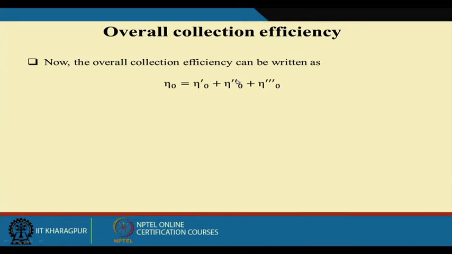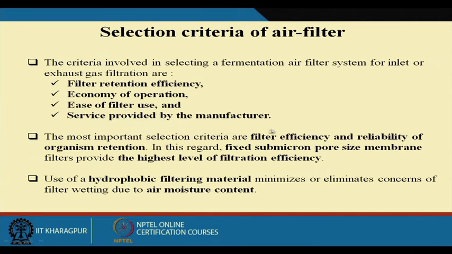Now, since in the air filter we target the smaller particles, and smaller particles have very low density, separation through gravitation can also be neglected. So usually the overall collection efficiency can be expressed as eta 0 1 dash, eta 0 2 dash, eta 0 3 dash. So this is the collection efficiency due to inertial impaction, interception and diffusion.